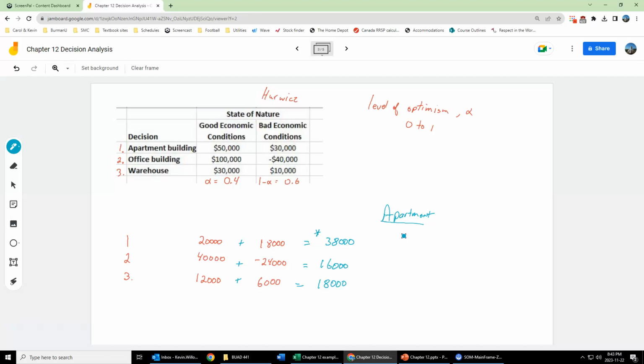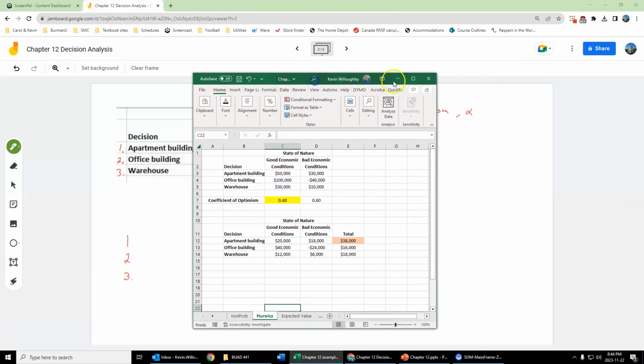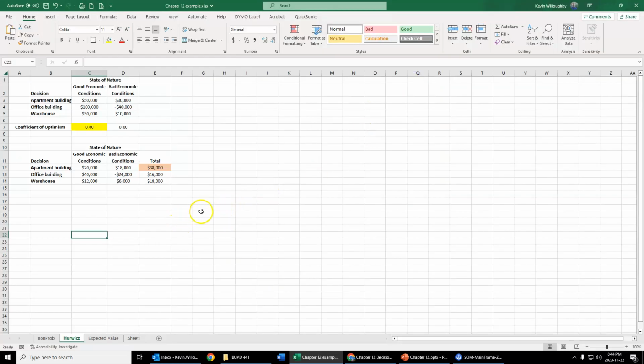Now, one thing that I like analyzing is this value here, 0.4 and 0.6. What happens if our optimism is actually higher or actually lower? How does that change our decision? At what point would our decision change? So it's like a sensitivity analysis based on the level of alpha. Now what I'm going to do, I'm going to show you an Excel file that you can create. We need this just for one part of this decision analysis, sensitivity analysis, I should say.